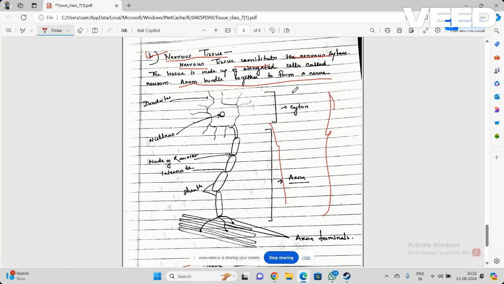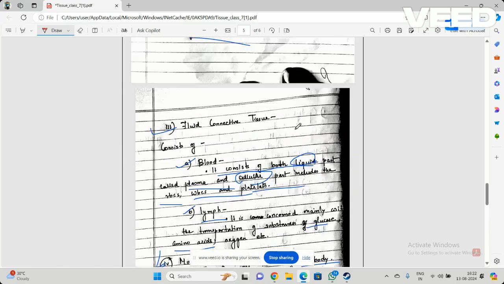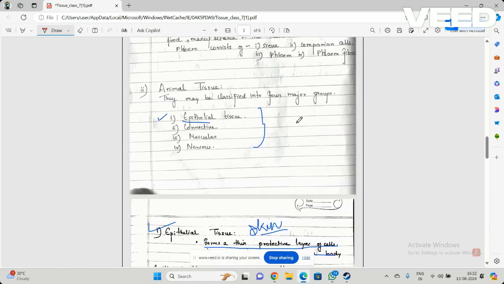You have to draw the structure completely for your exam, only for this chapter. No need to learn the theory of the nervous system. Only remember this much part of nervous tissue which I have written in the note. Now this part completes the chapter completely, the tissue, chapter one.